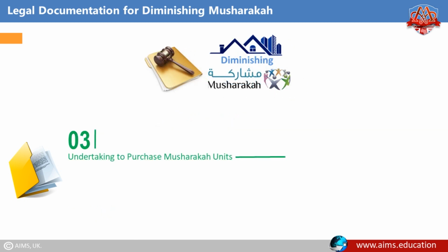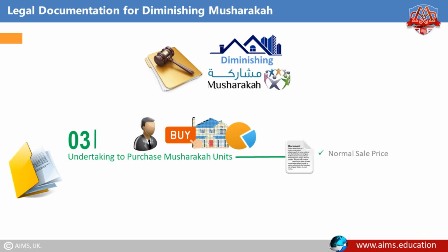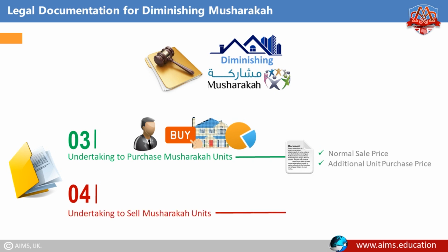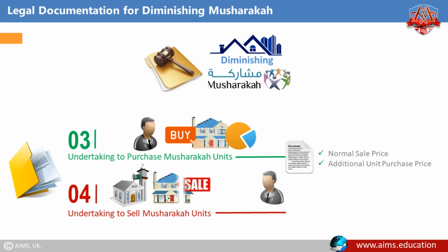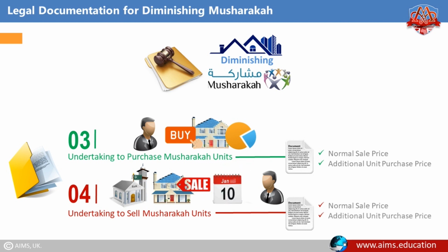Third, undertaking to purchase musharakah units. The customer undertakes to purchase the bank's musharakah units. Components of this document are normal sale price and additional unit purchase price. Fourth, undertaking to sell musharakah units. The Islamic bank undertakes to sell its musharakah units from time to time. Components of this document are normal sale price and additional unit purchase price.